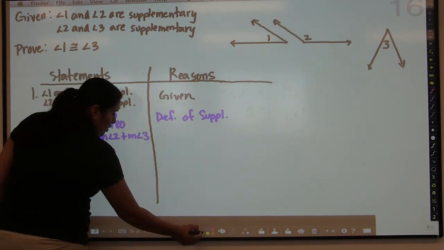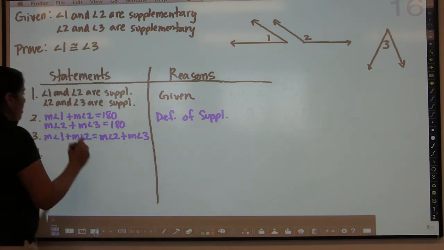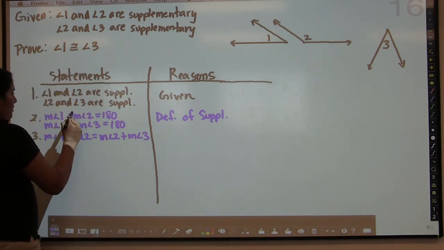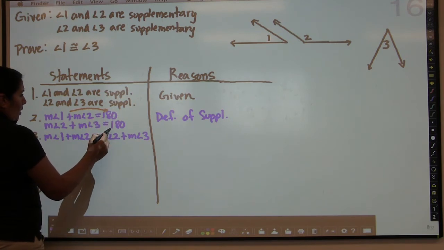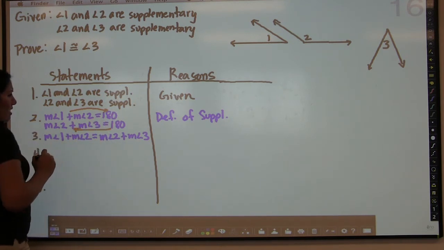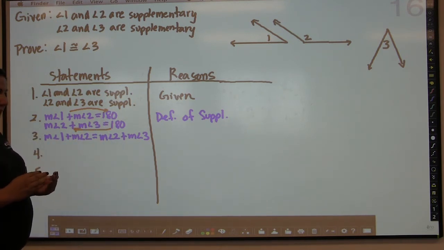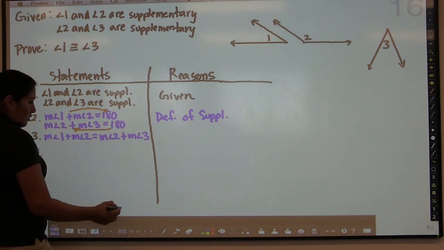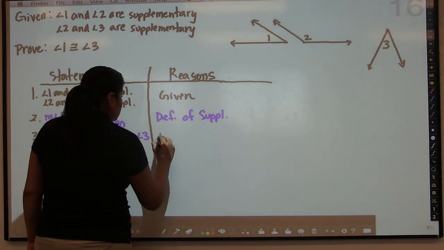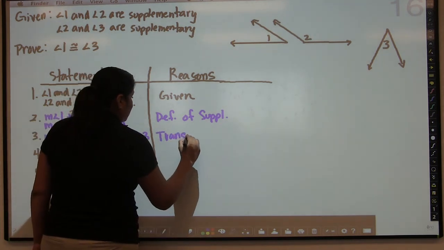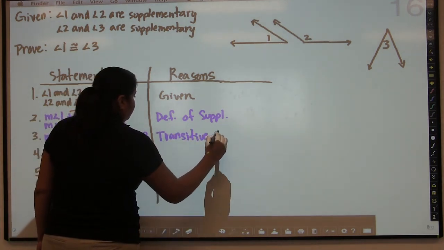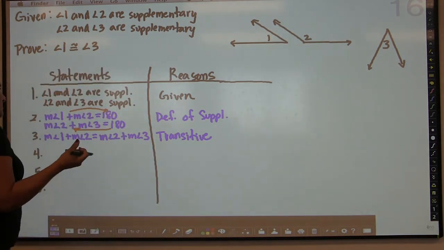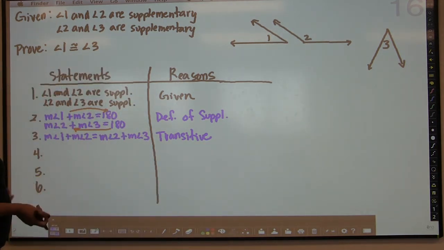So again, I want to show you how that works. Angle 1 plus angle 2 goes to 180. 180 goes to angle 2 plus angle 3. So we can get rid of the middleman, which is the 180, and just say that 1 plus 2 equals 2 plus 3. Our reason for that is the transitive property. You can also use substitution in this case, because you can replace the 180 with 2 plus 3. Either way, you get the same step for number 3.